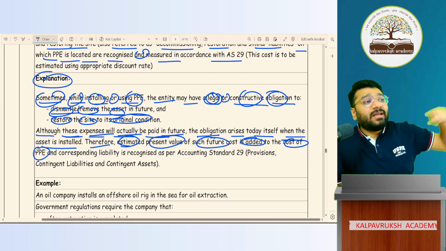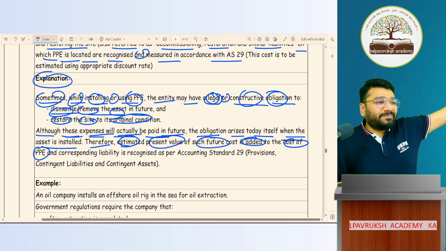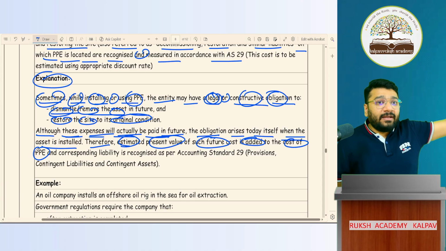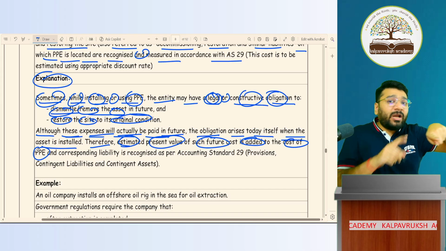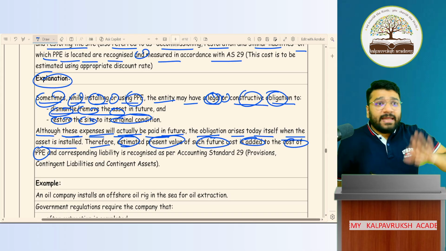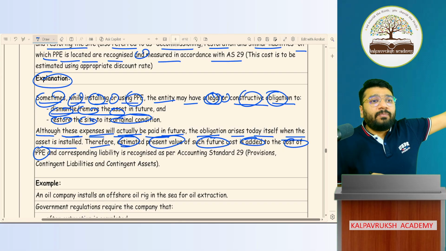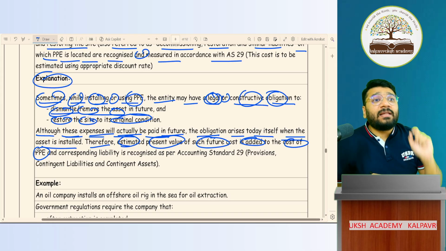Who is saying this? Accounting Standard 29 is saying that. So when you study Accounting Standard 29, the true meaning of provision, you'll understand and connect here. Got it, not got it? So this point we have to connect to AS 29. Now that AS 29 is not done, you may not be able to connect it. But those who have done foundation with me properly, I've explained the clear meaning of provision.